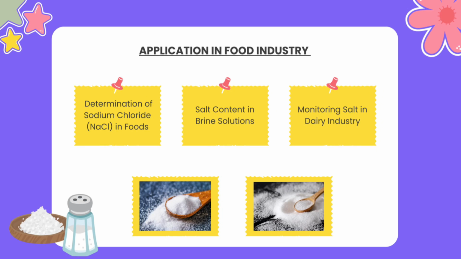Second, salt content in brine solution. This is used to control concentration in the preservation process, for example in olives, pickles, or fish. Lastly, monitoring salt in the dairy industry. Commonly, salt is used to control flavor, texture, and microbial activity.